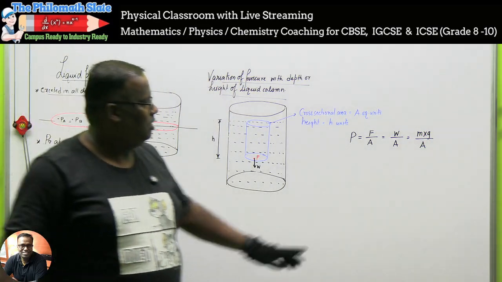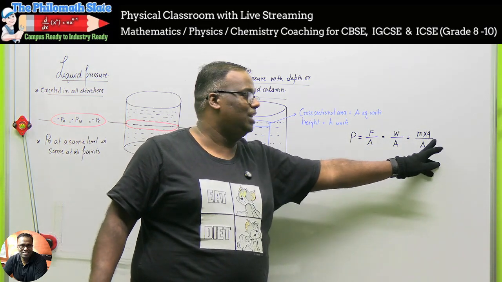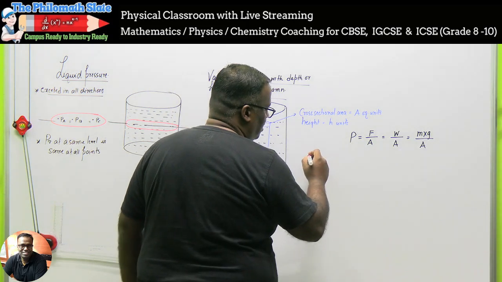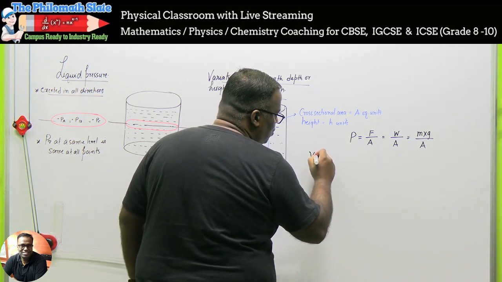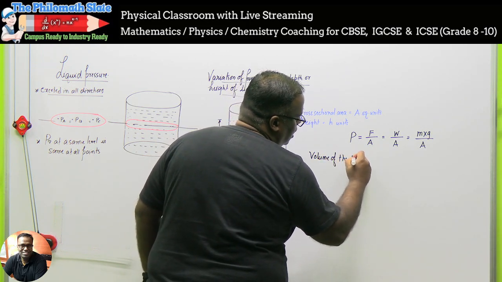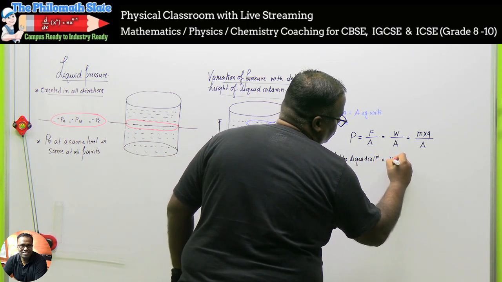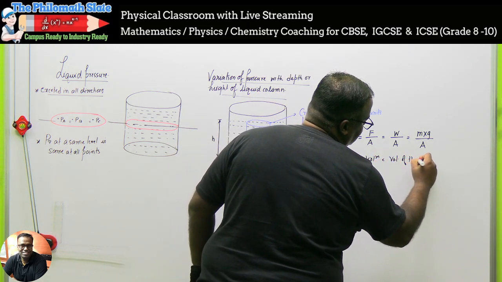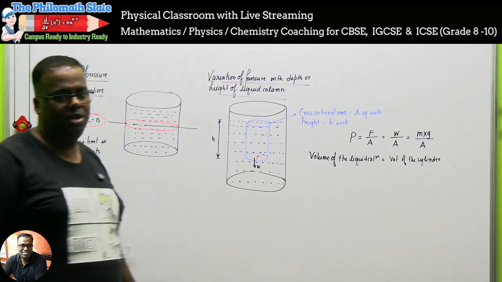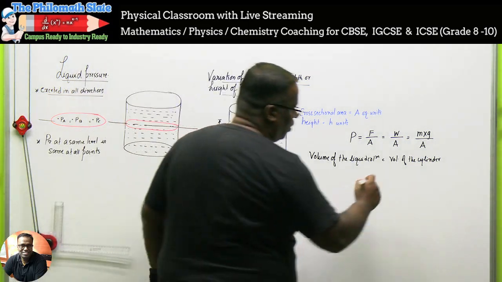Fine. A we have assumed, but we still don't know it because A is arbitrary. g we know. Now we need to work on mass. अच्छा चलो. जरा volume देखो तो, what is the volume of the liquid column? Volume of the liquid column is equal to the volume of the cylinder that I have assumed. Children, you could have also assumed a cuboid. It doesn't make any difference. I'm just saying volume of the cylinder.